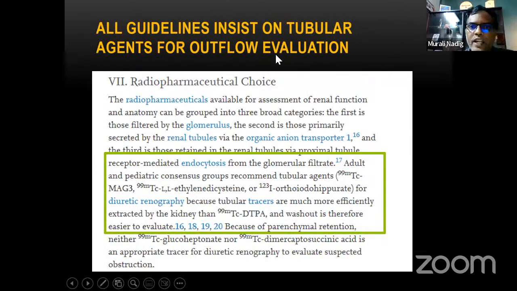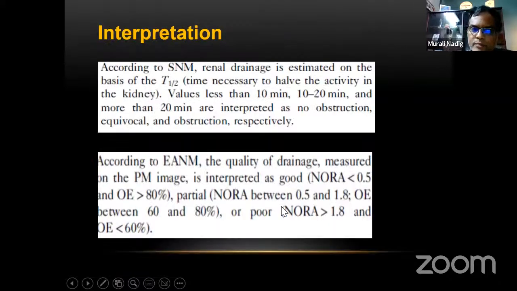So all guidelines insist on tubular agents for outflow evaluation. I explained previously, only MAG3 or EC. Iodine-131 orthoiodohippurate is not available nowadays. So we rely on technetium tracers, like EC or MAG3, which is much better than DTPA.